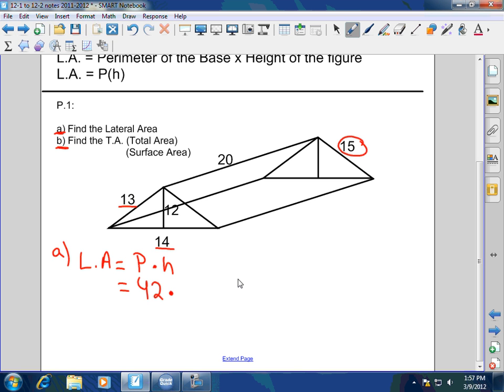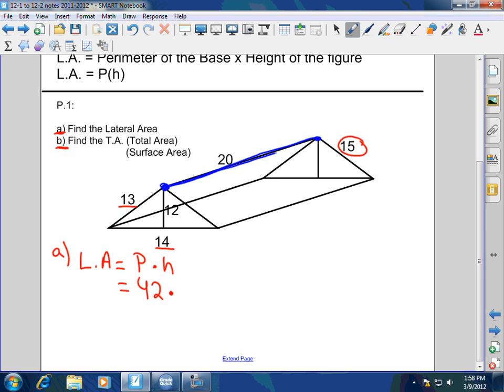The height of the figure is from base to base. Think about it, guys. Picture a Coke can. Doesn't that have a circle on the top and the bottom? That's a prism. How tall is the Coke can? Isn't it the height from the bottom to the top? Well, what is the height of this prism?